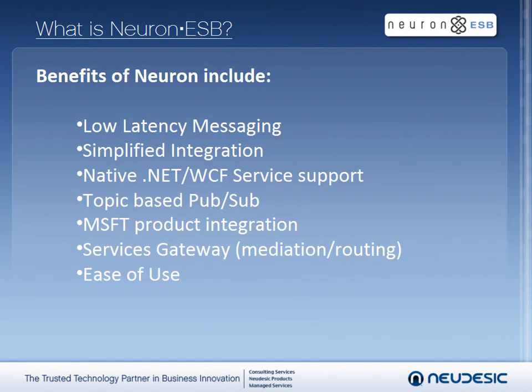Some of the things that we provide to the platform: low latency messaging, an integration framework, adapters, and infrastructure, native web service support, being able to provide that services gateway for our customers to handle things like protocol and message mediation and routing. More event-based product integration, a topic-based pub sub system, more so tools and an API that are just easy to use by developers.